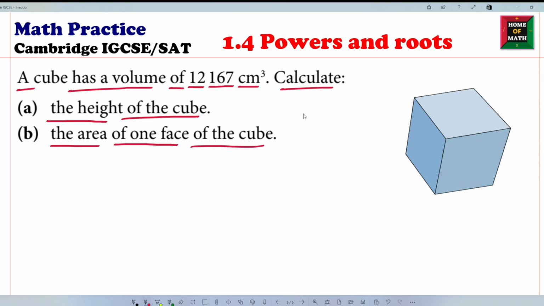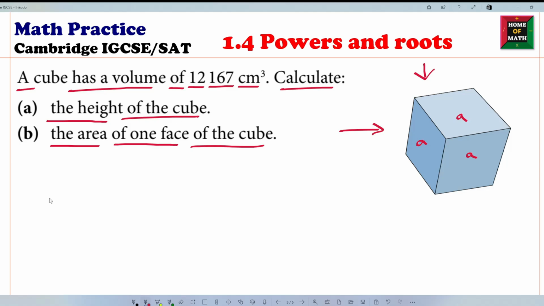This video we are trying to solve the height and area of a cube. Let's start. Look, this is a cubic pattern. We know for a cube all sides are equal. It means if this one is A, this one is A, also this one is A. And first question, we have to find out the height of the cube.